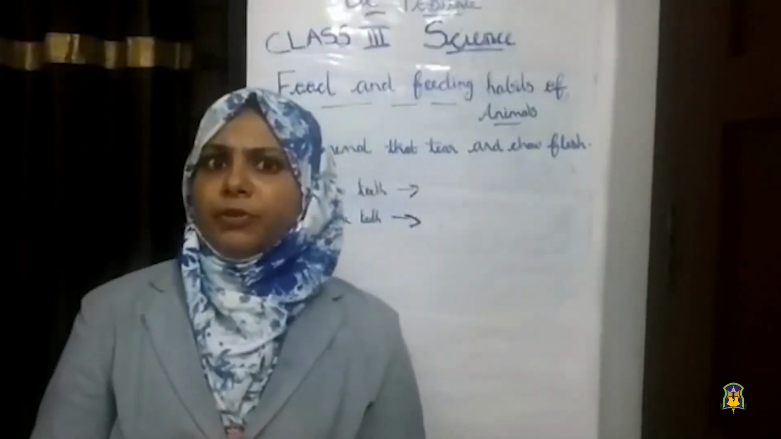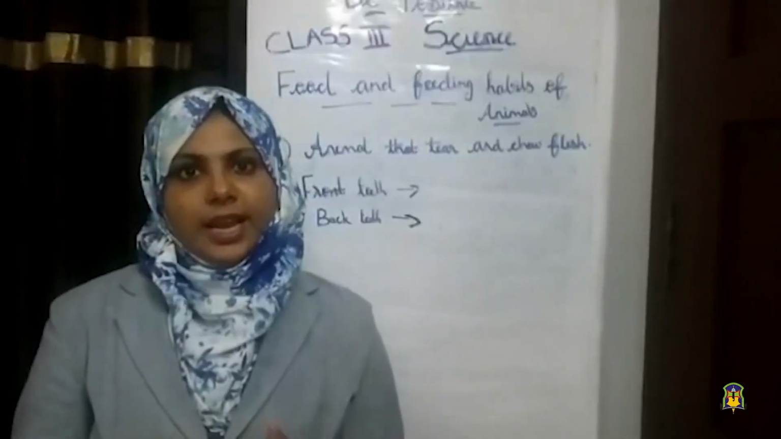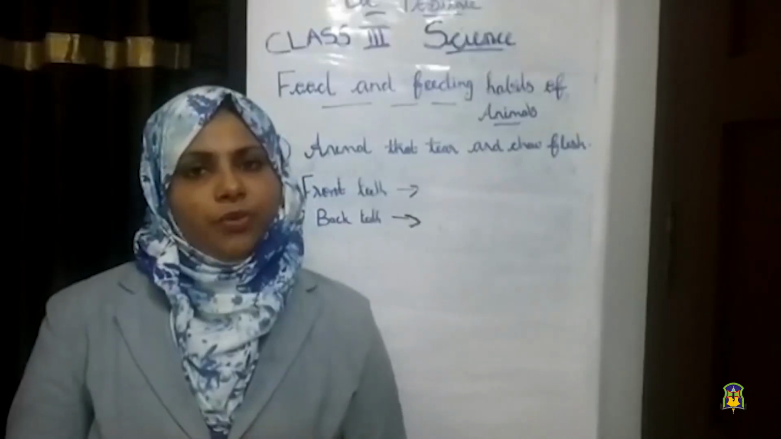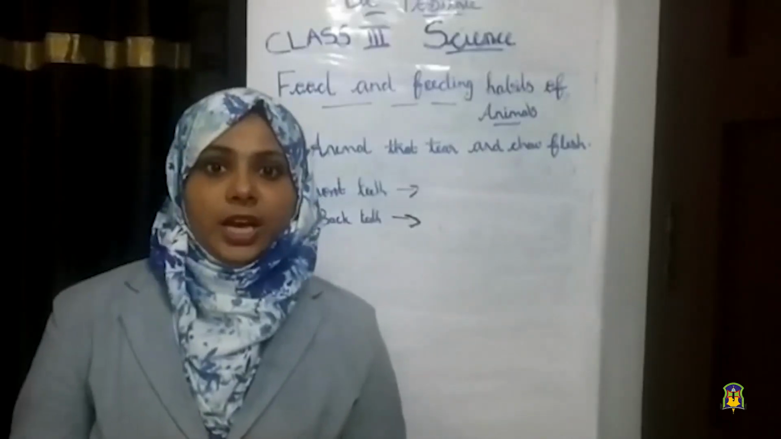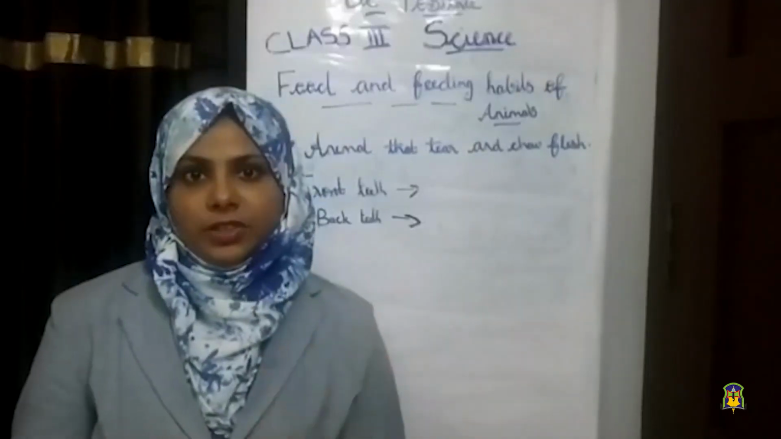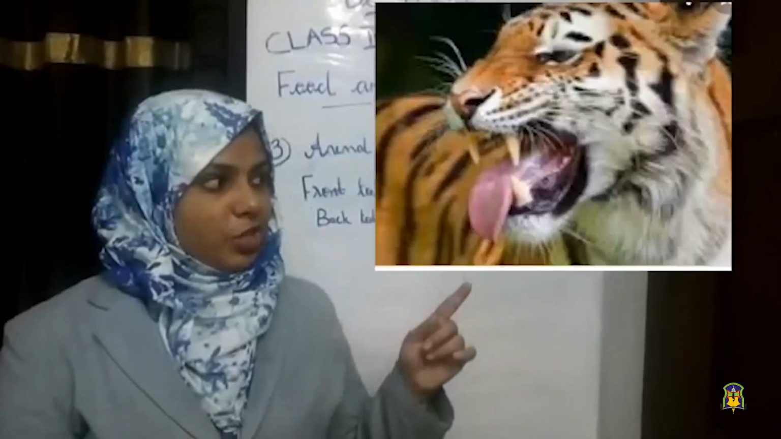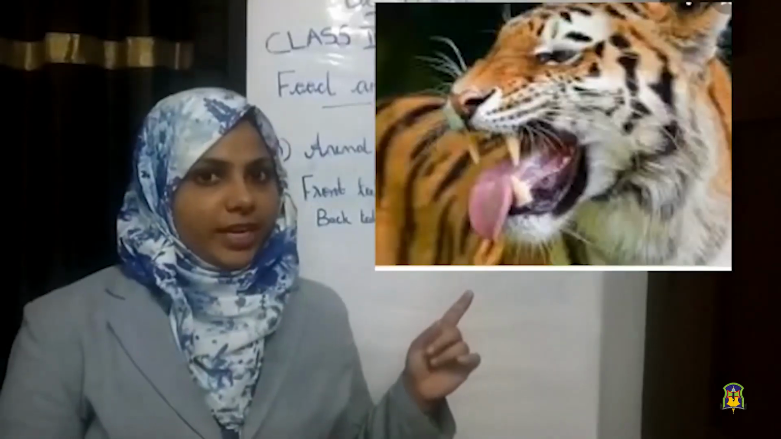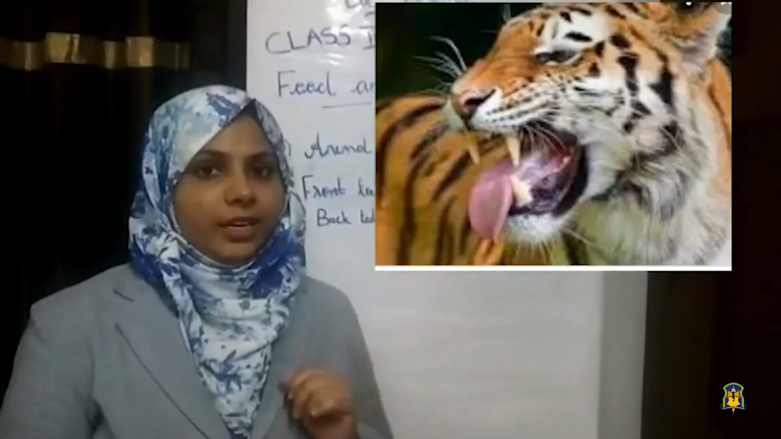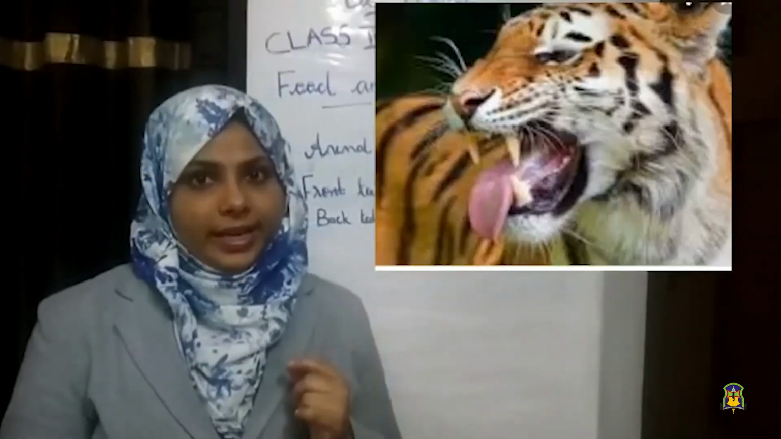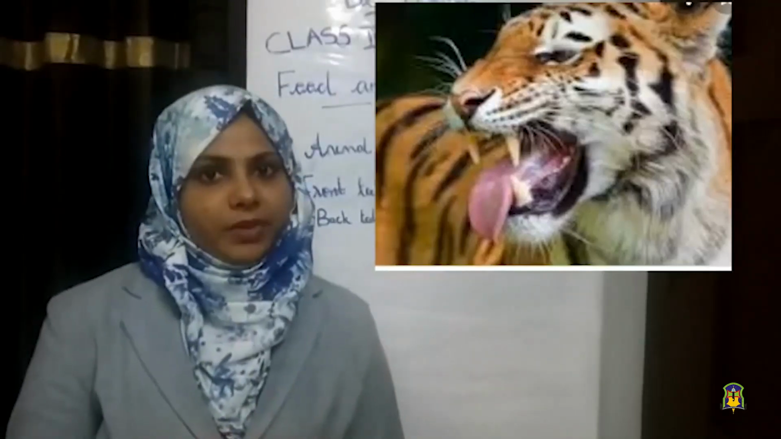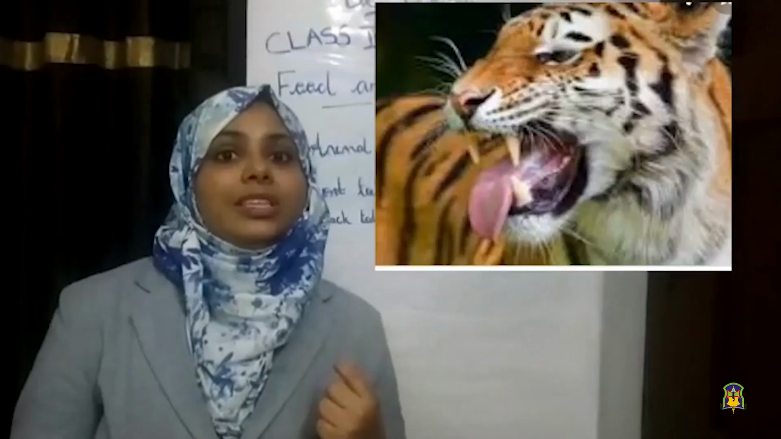Can you say an example for carnivores? Yes, lion, tiger. We know carnivores are flesh-eating animals. To eat the flesh, they need sharp, pointed and curved teeth, isn't it? Yes. Look at the picture. This is the teeth of a tiger. Its front teeth, or canines, are sharp, pointed and curved. These front teeth help them to tear the flesh.